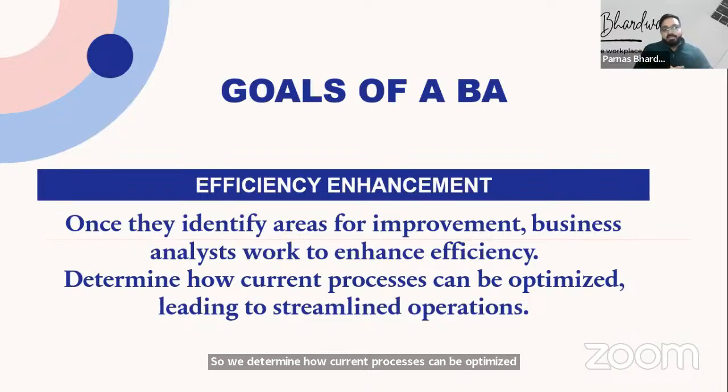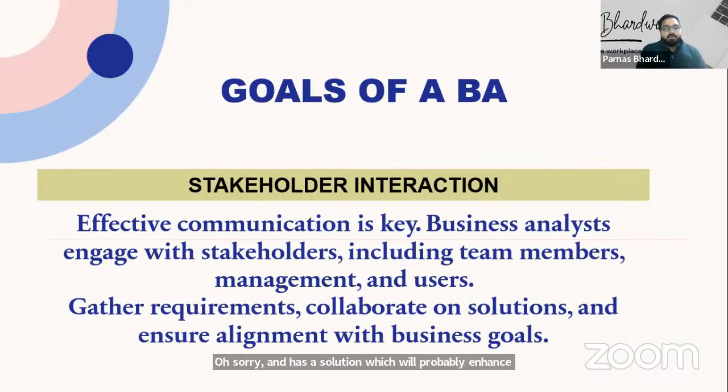The role of a BA is basically to identify things and then connect the dots: this is the problem, and doing this will enhance a solution which will probably enhance the efficiency of the system. Next is stakeholder interaction.